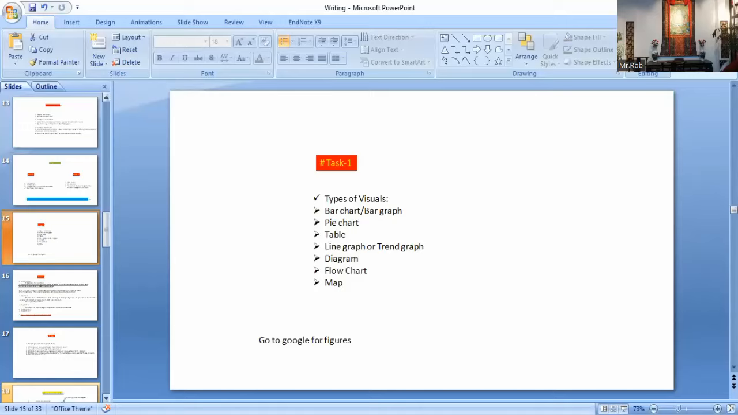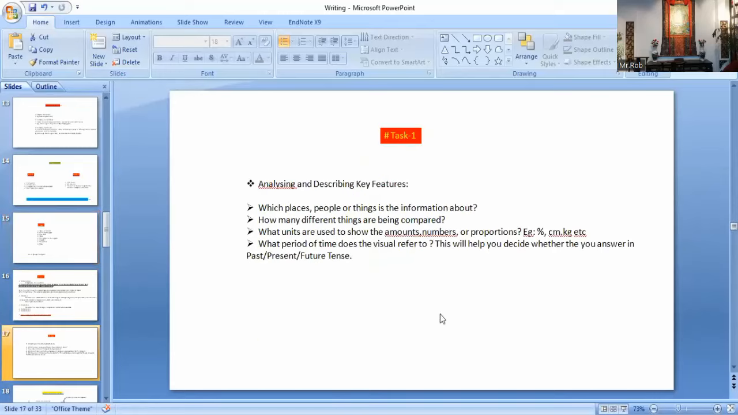And you can, of course, search for different types of graphs on Google. If you go to the internet and type these types of graphs, then you will see hundreds and hundreds of images of different types of graphs and charts. So based on that, you have to write down the answer for the graphs.